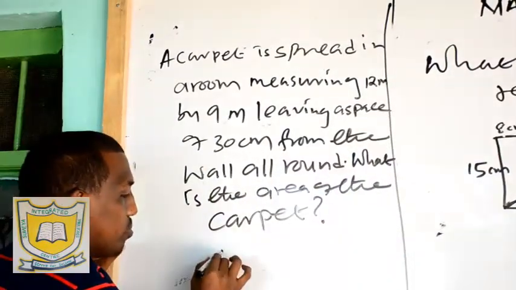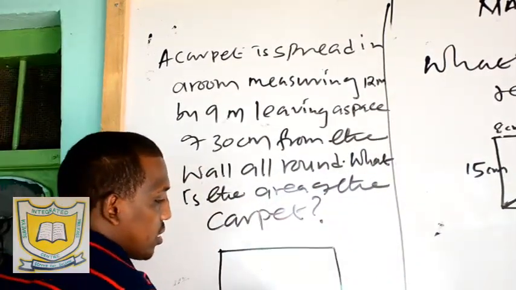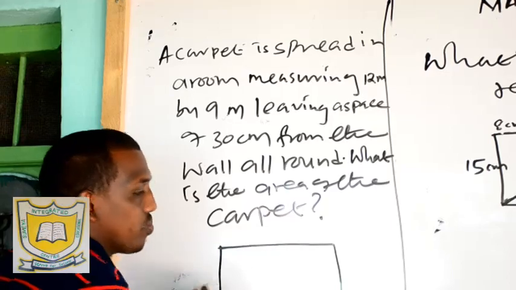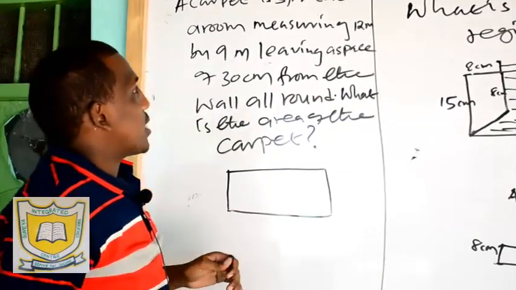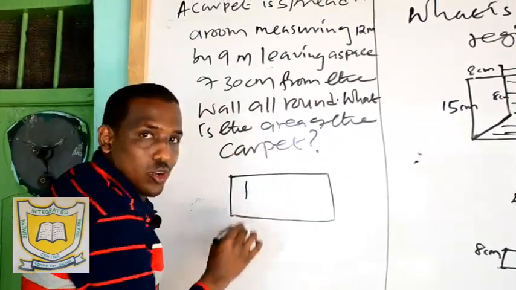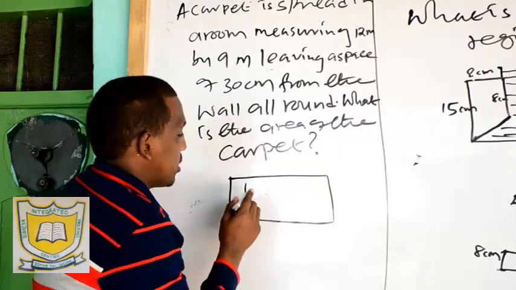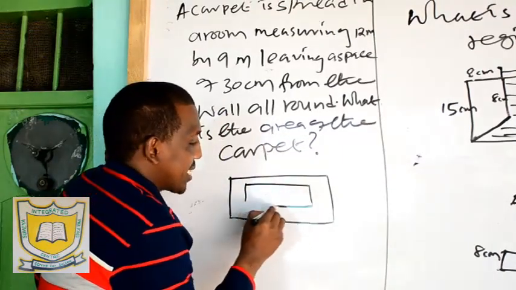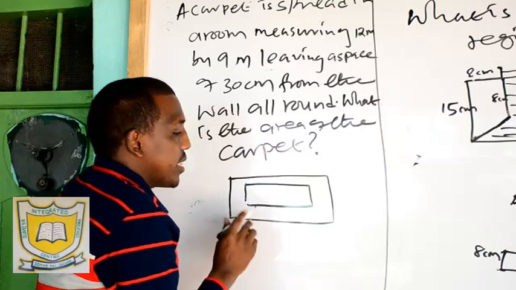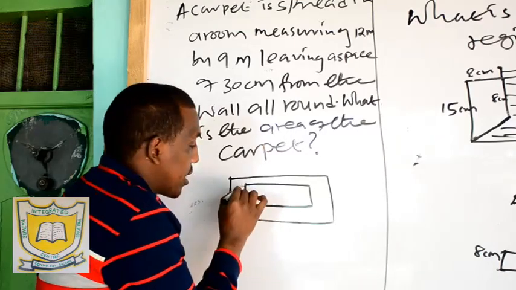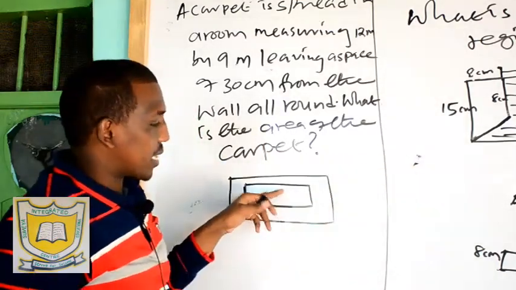Remember, the room is, let's say this is the room. It's a kind of rectangle. You are told a carpet is spread in the room. This is the carpet. I hope you know the carpet. So this is the carpet which was laid inside the bigger room.